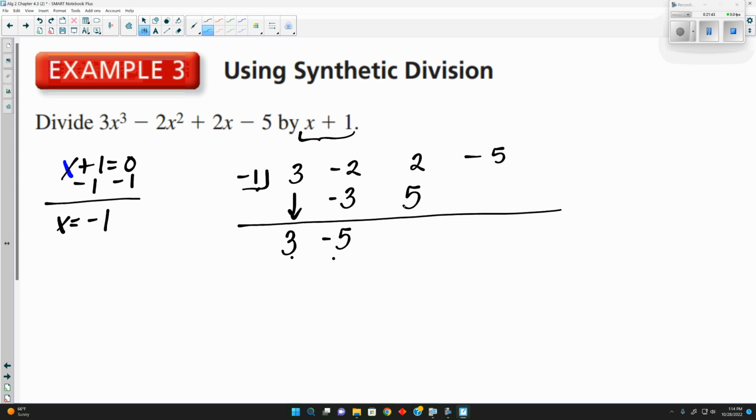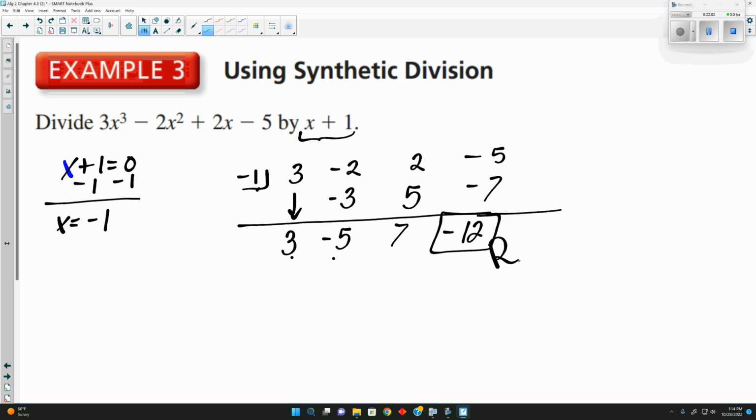Add straight down. 5 plus 2 is... -1 times 7 is -7. Add straight down, we get -12. -12 is our last number, so we box it, so that is our remainder.